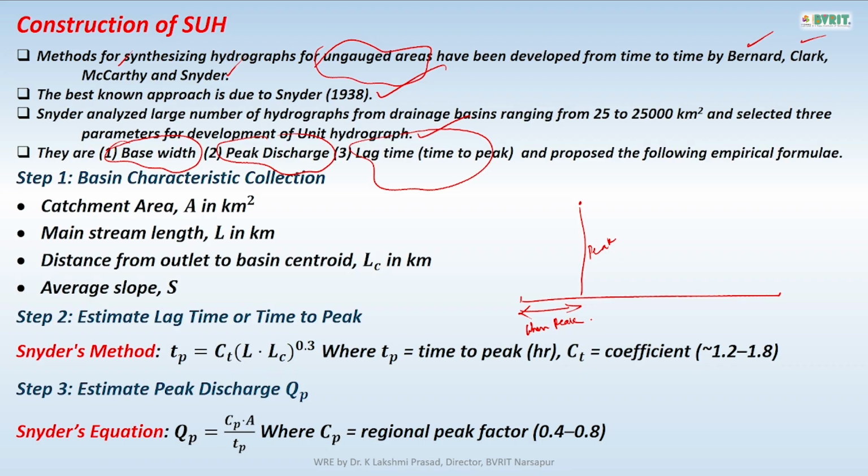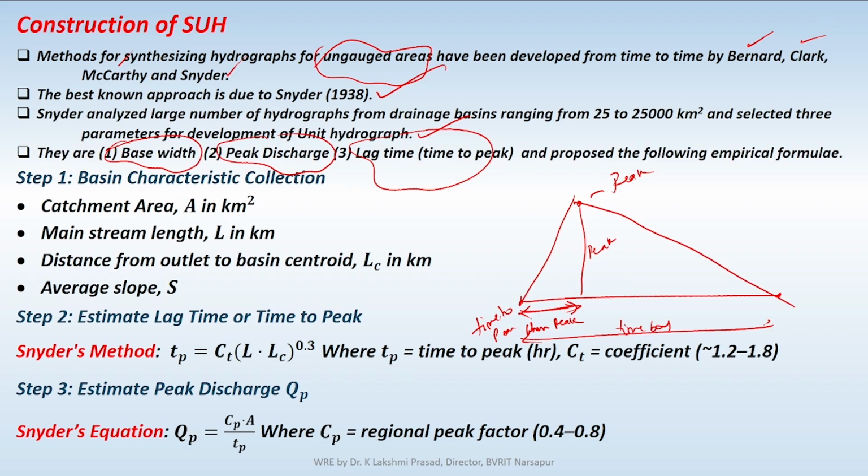So knowing the starting point, the ending point, the base. First one is the time base. Second one is the peak. Third one is the basin lag, or lag time, all together the time to peak. Now if you join these by straight lines, you get a triangle. If you want to join by a curve, you can draw a curve. This is how it will be. So this is what a synthetic unit hydrograph is.